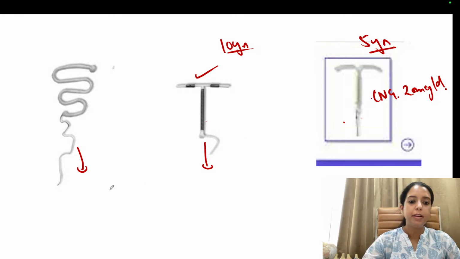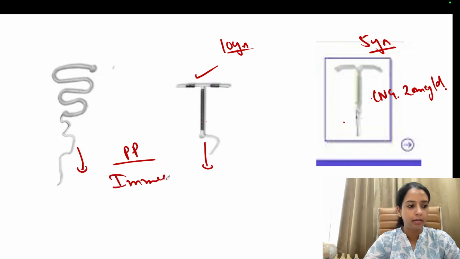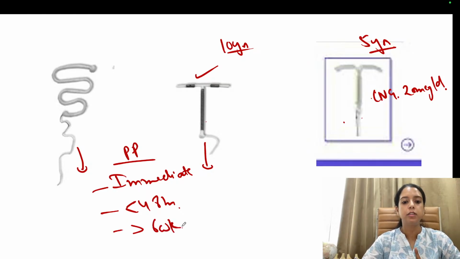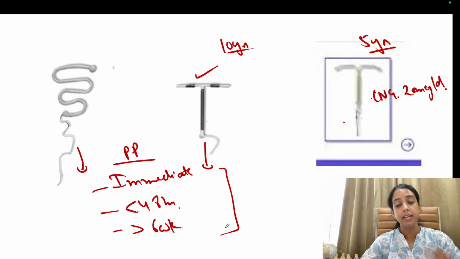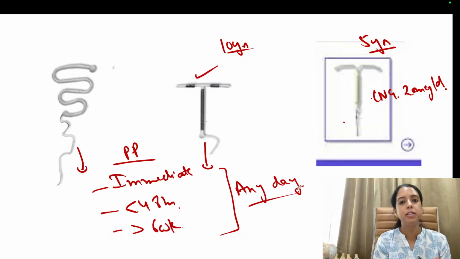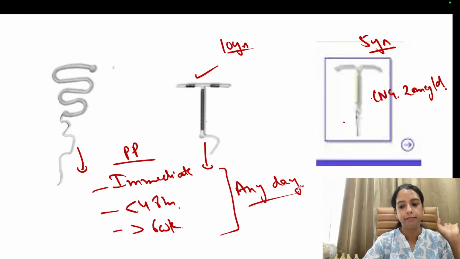ठीक है. Contraceptive, when can it be inserted? This is very important. Postpartum में an IUCD can be inserted up till how many days? Either immediate post-placental insert करना है, immediate, or within 48 hours. If somebody has refused to get inserted within 48 hours, now you can't insert. Now you can insert only after 6 weeks. On what day of the menstrual cycle should it be inserted? Any day. It can be inserted on any day of the menstrual cycle, unlike OCPs. OCPs should be started from day 1 to day 5, but these can be inserted any day. As soon as you insert, they are effective.